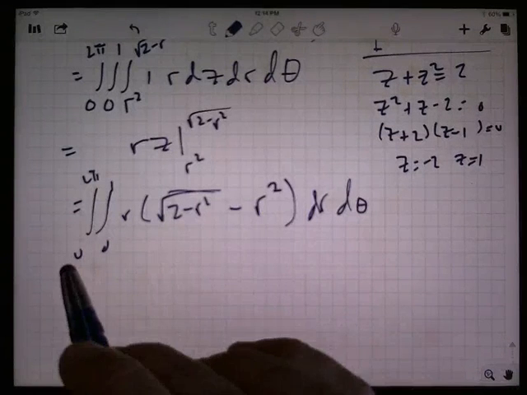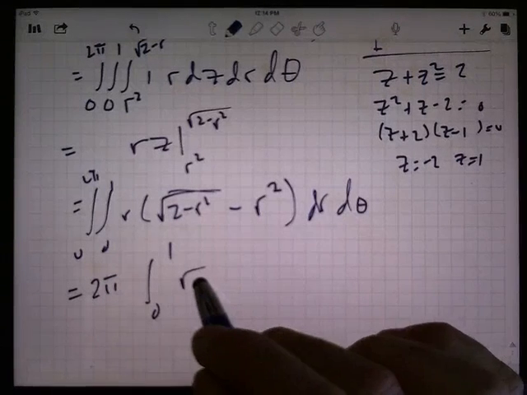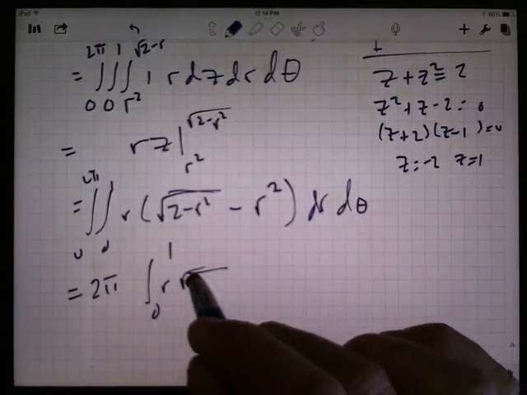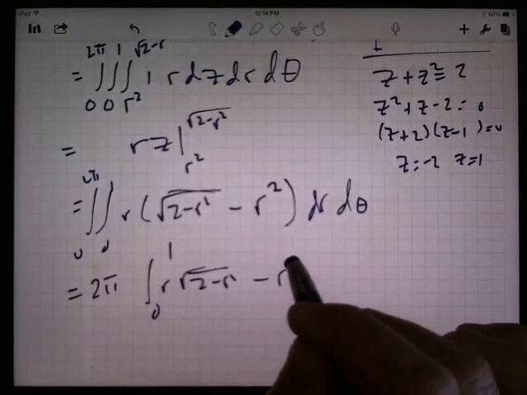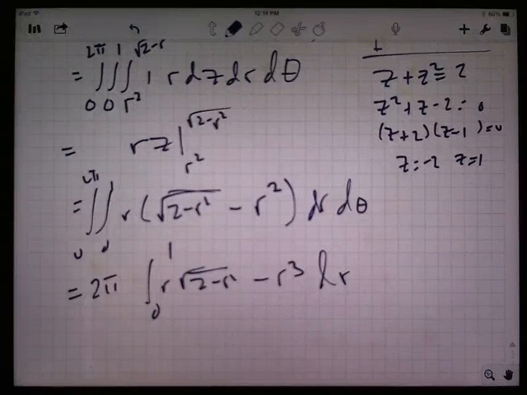Since there's no thetas in here, this is just going to be 2 pi times the integral from 0 to 1 of r times the square root of 2 minus r squared minus r cubed dr. And you could do that one by hand with a u substitution, not too hard, but then plug it into your calculator. There's another way to do that. So anyway, there's that double integral. And yeah, I'm not going to have enough time to do another one in this video, so I'll make another video for the next example.